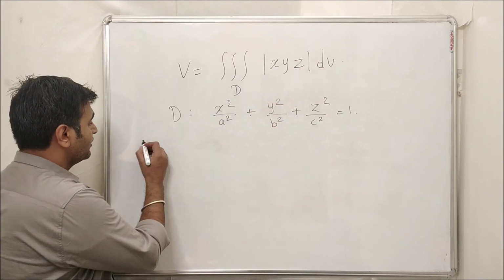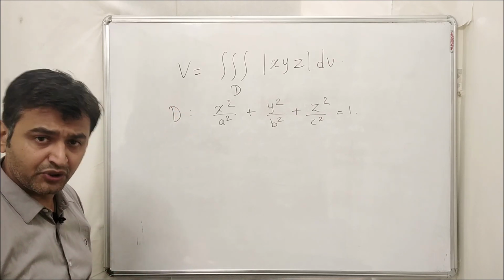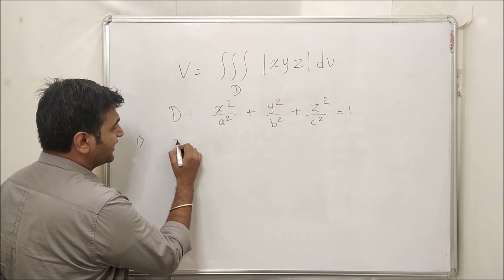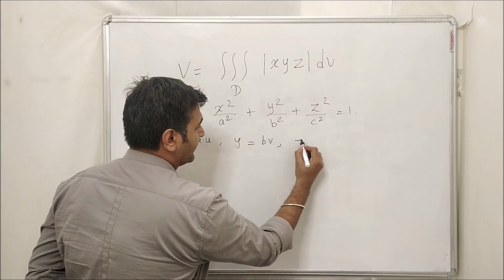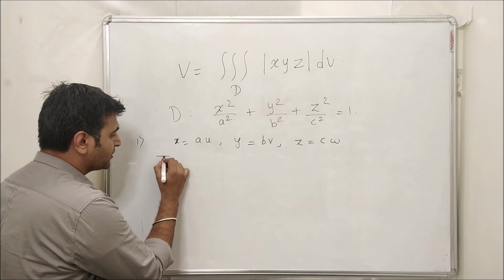For an ellipsoid, obviously it is difficult to solve using Cartesian coordinates, so we try to choose a substitution. For the ellipsoid, what substitution do we choose? We choose x equal to a times u, y equal to b times v, and z equal to c times w.